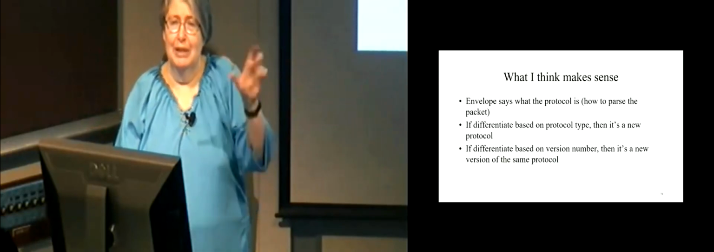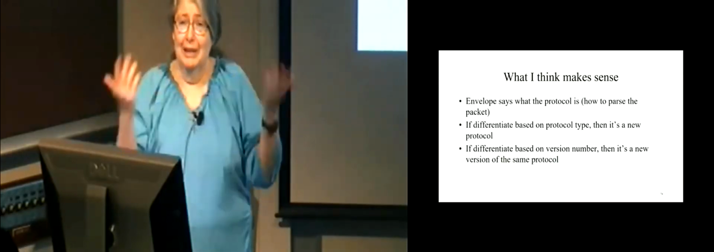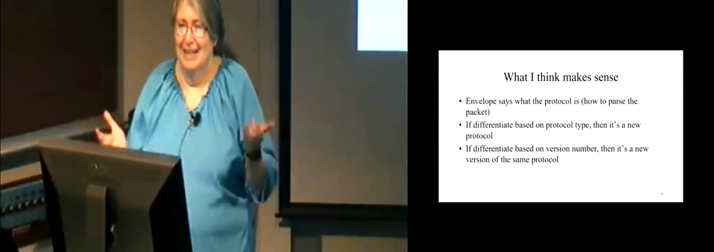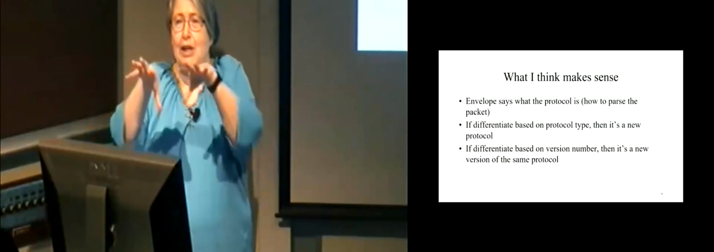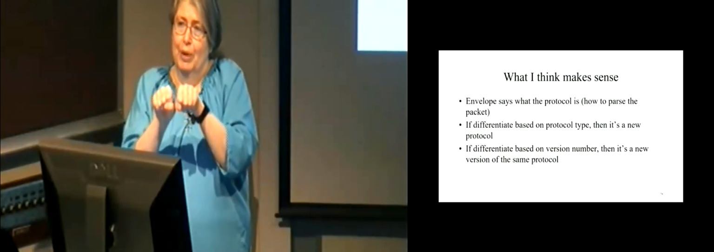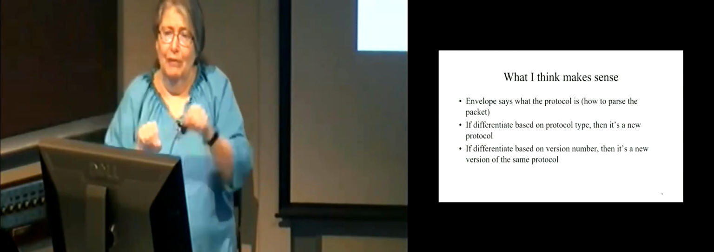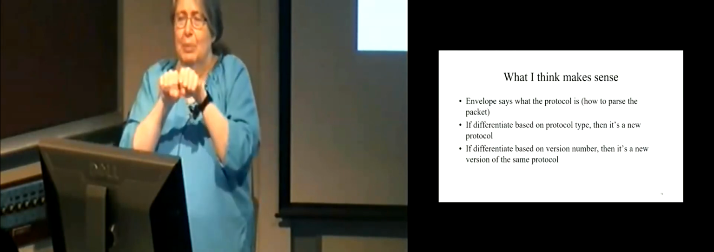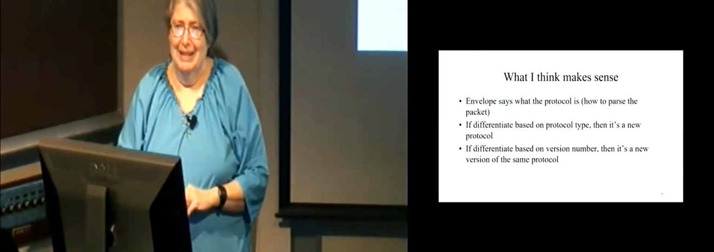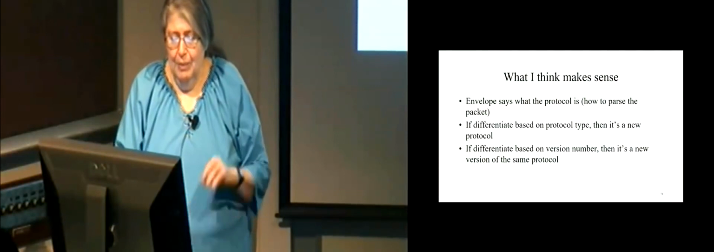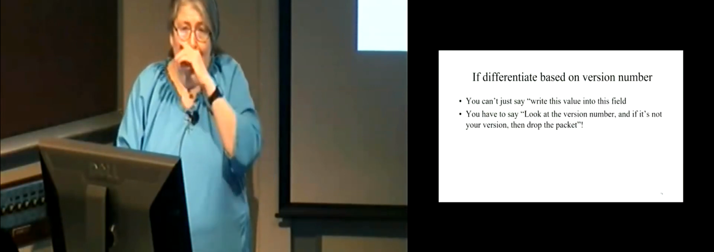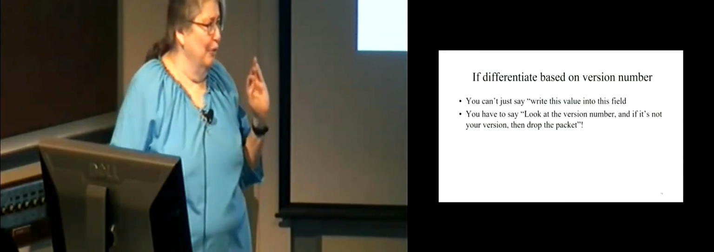Whereas if you have to use a different protocol type, you are a different protocol, even if everything else about your spec is identical. So basically, when you receive a packet, you either say, if it's a different protocol type, send it to this protocol versus that, or you say, oh, it's this protocol, and I'll look at the version number and send it here versus there based on the version number. So if you differentiate based on the version number, you have to look at the version number field.